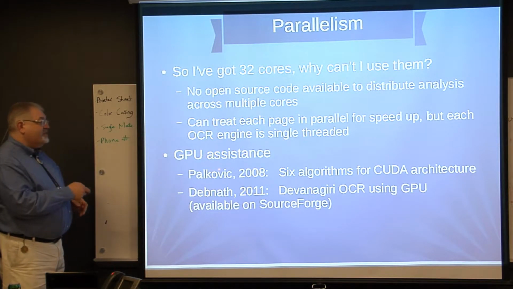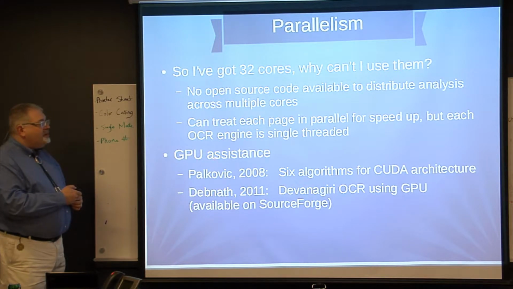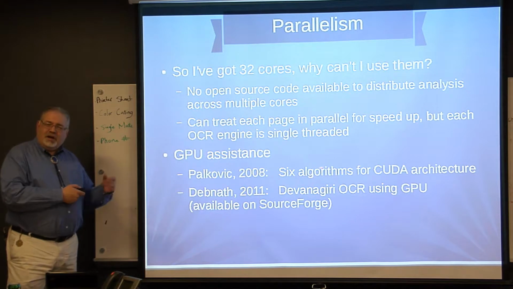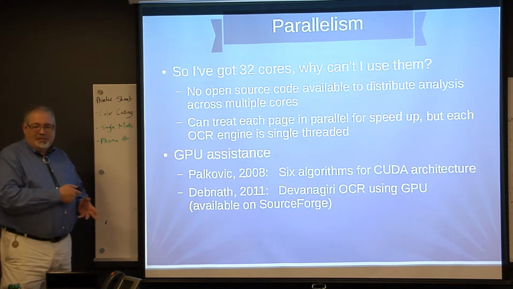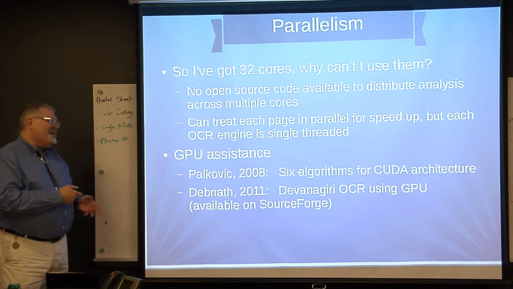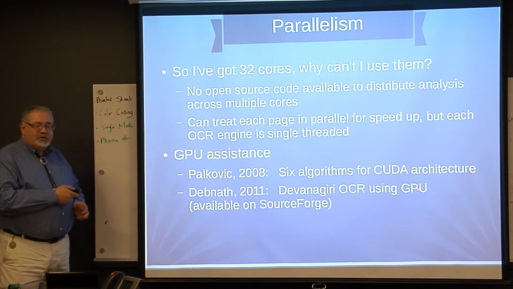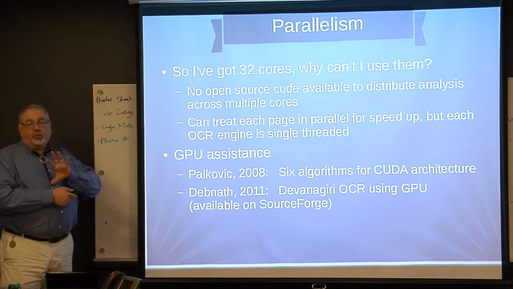And then GPU assistance would be very nice. Big servers tend not to have GPUs unless you're going to do a lot of calculation with them. But if you have a GPU, are you going to mine Bitcoin? Of course. But with the CUDA architecture from NVIDIA, Palkovich wrote six algorithms that he came up with and looked at what algorithms need in order to use a GPU appropriately.